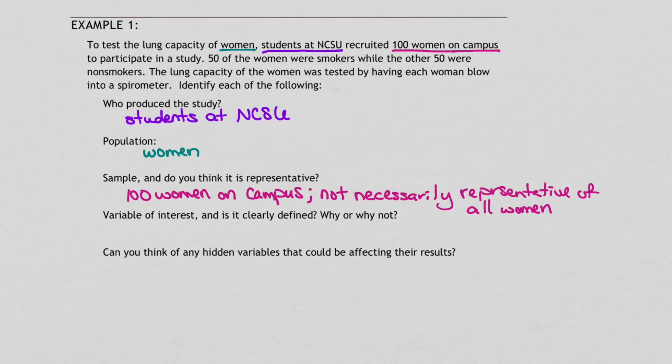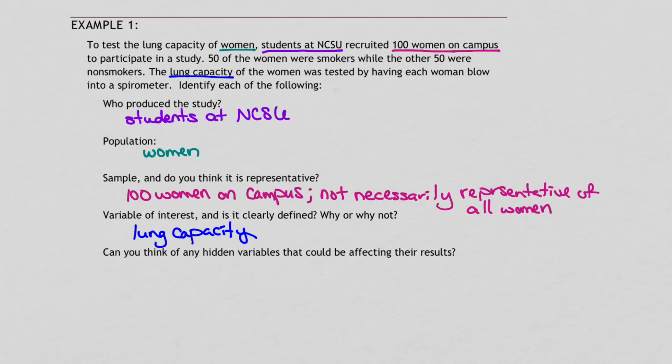Because these women on campus are likely 18 to 24, maybe, something like that, so it's not necessarily representing all women. The variable of interest here is the lung capacity. And is it clearly defined? Well, yeah, I guess so. It's being tested by blowing into the spirometer, so assuming that is an accurate test of lung capacity. Not positive myself, but if it is, then it is clearly defined.